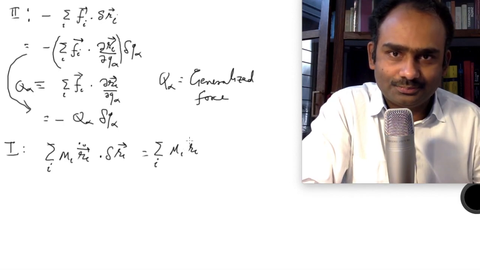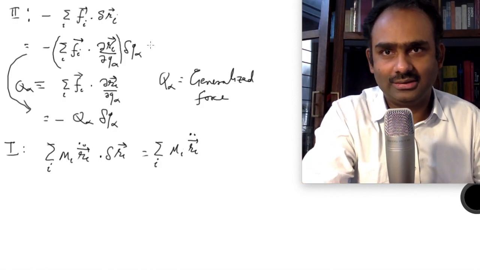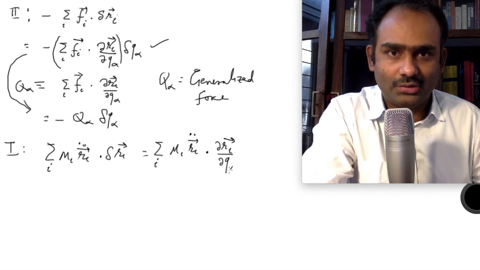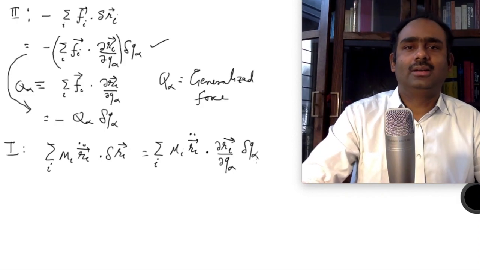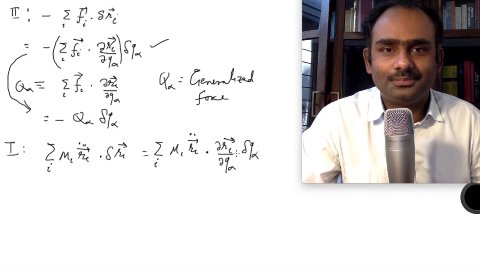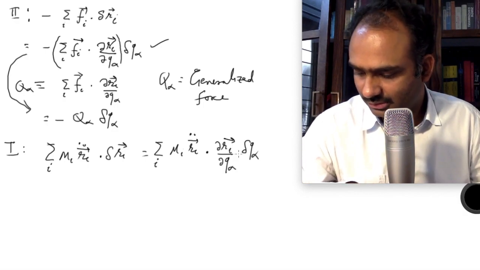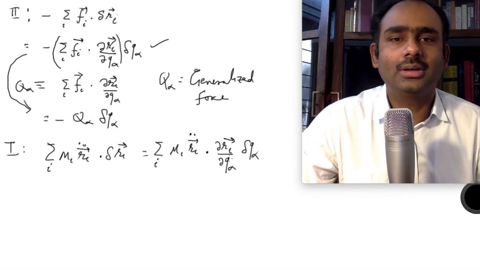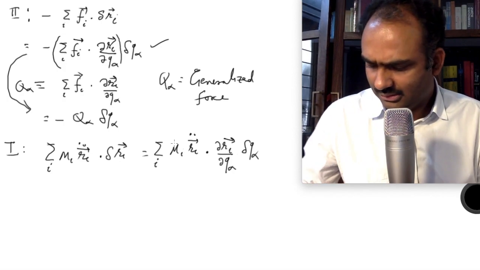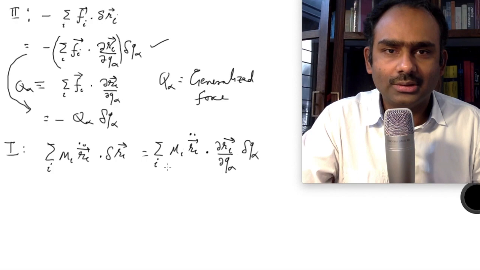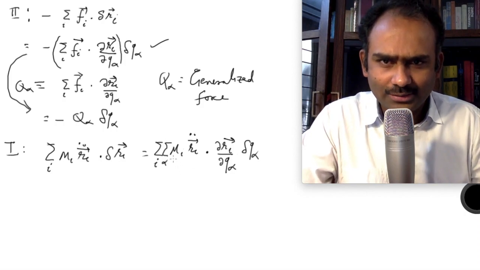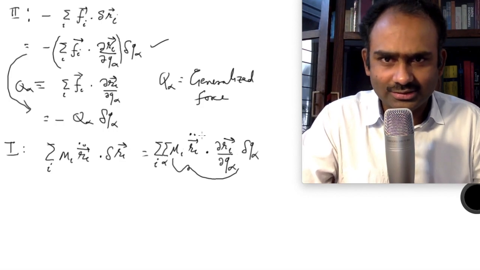Now this thing I will write as mi. Again for delta ri, I will do what I did here. I will write dot delta r q alpha. That is fine. This is perfectly good, everything is okay. Now there's also a sum over alpha because I'm summing over alpha here. Okay, so what I'll do is I'll just pick up this piece and leave the delta q for the moment and just work on this part.